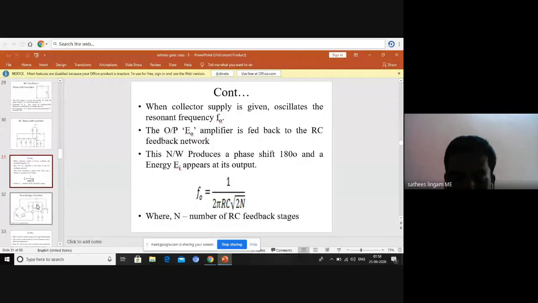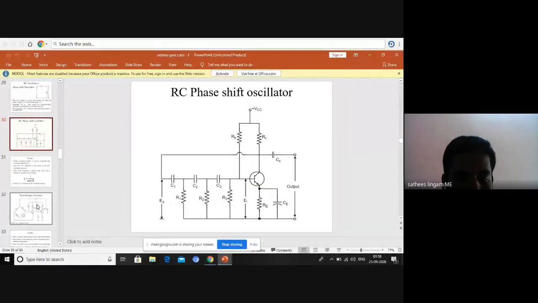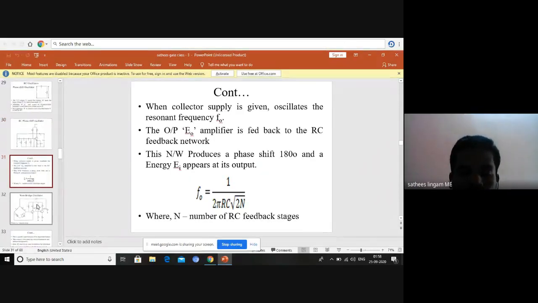Here, how many feedback stages are there? 1, 2, 3. C1 R1 is one stage, C2 R2 is another stage, C3 R3 is another stage. So totally 3 stages are there. If anybody asks to find the frequency of oscillation for the RC phase shift oscillator, this formula we should apply: f0 is equal to 1 by 2 pi RC root of 2n, where n is the number of RC feedback stages.